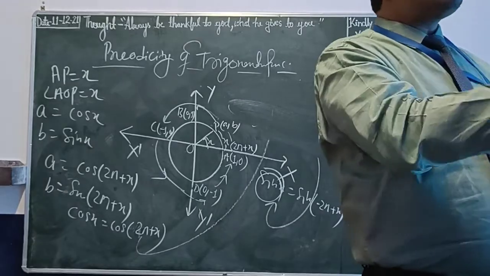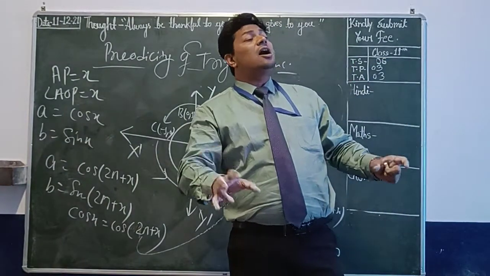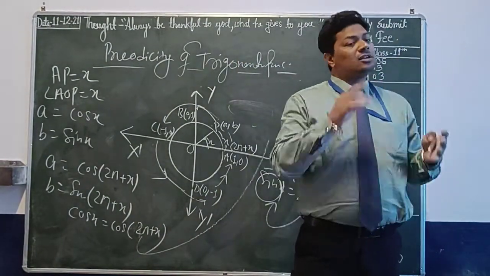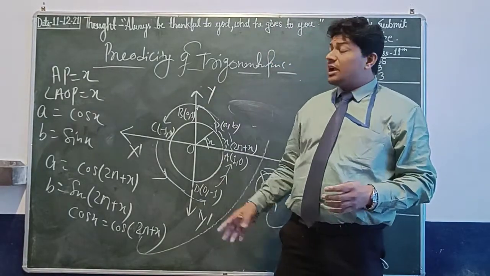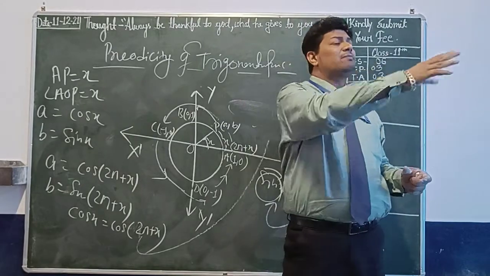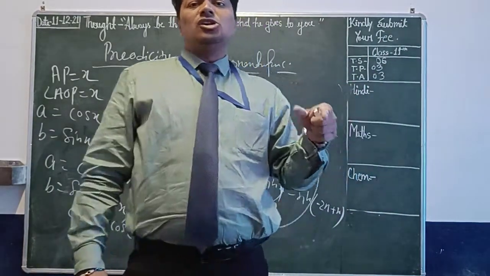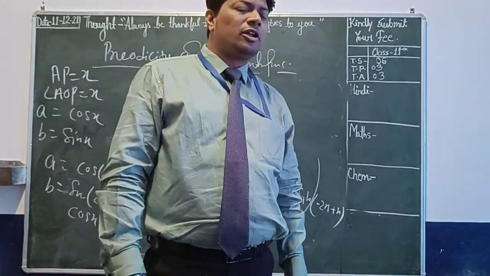Is it clear? Tan will be periodic at pi, and it will be clear when I complete the graphs of trigonometric functions. When the graphs of sine, cosine and tan are completed, then you will see how tan is periodic at pi. If you go for tan of pi plus x, you will get it. Clear? So tan will be periodic, sine will be periodic, and cos will be periodic.